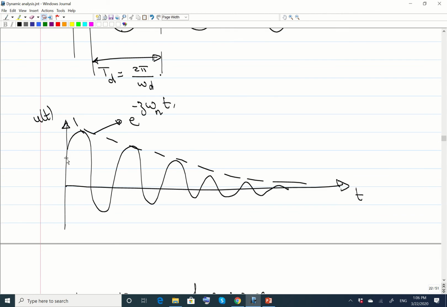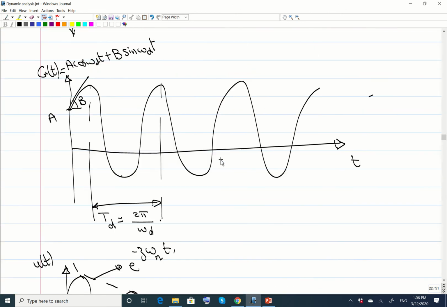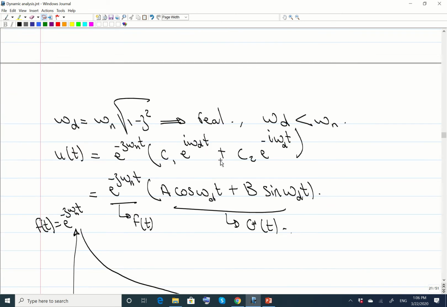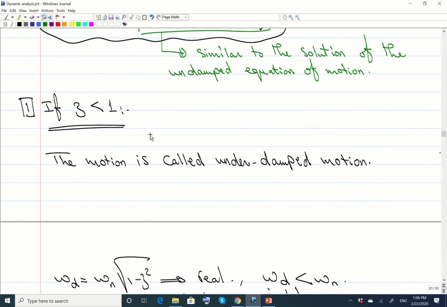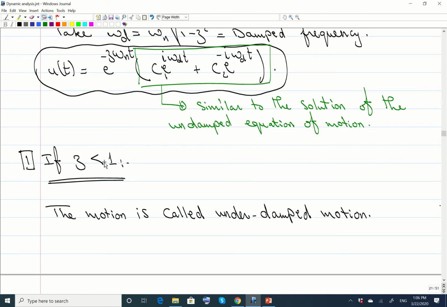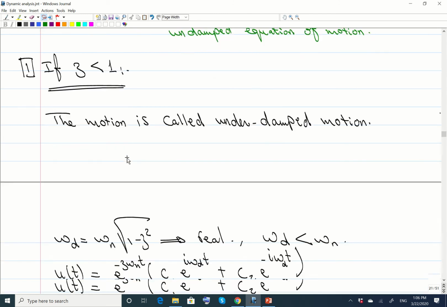Imagine here you apply an initial velocity and initial displacement. You have an amplitude of oscillation. The frame oscillates, but every time the oscillation decreases until it reaches 0, and that's what you would expect in real life. This oscillation will happen if zeta is less than 1. We call this an underdamped motion. Later we're going to see what will happen if zeta is 1 and if zeta is larger than 1. But first, before doing this, let's see now.